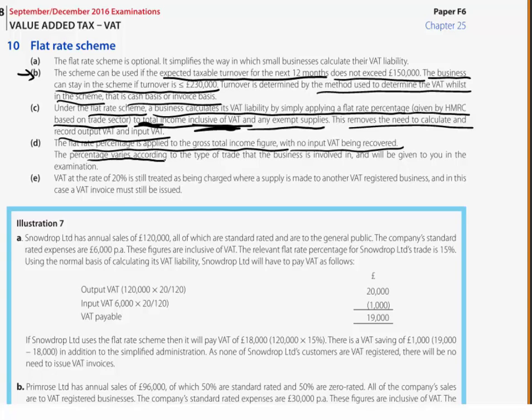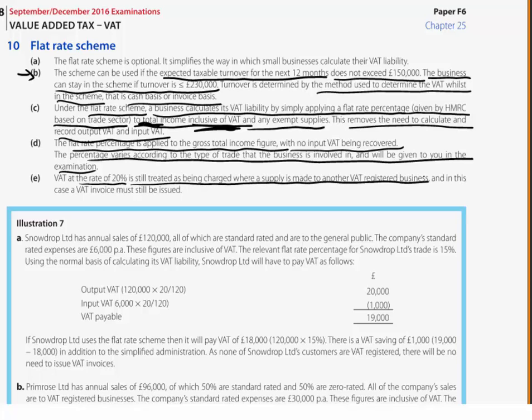The percentage, as we've said, varies according to the type of trade that the business happens to be involved in, and as we've said, is given to you in the exam. VAT at the rate of 20% is still treated as being charged where a supply is made to another VAT registered business. If you have as a customer another VAT registered business, then your sale to them becomes their purchase and they would seek to recover the input VAT.